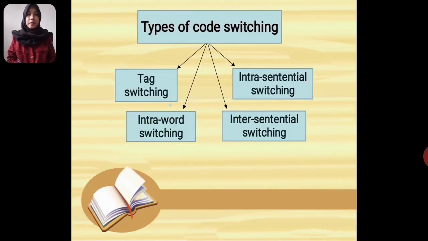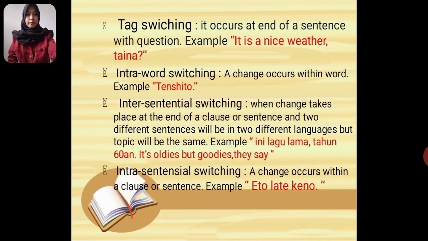Okay, there are types of code switching: tag switching, intra-word switching, intersentential switching, intrasentential switching. Okay, tag switching. It occurs at the end of a sentence with a question tag. Example: It is a nice weather, isn't it? Okay, intra-word switching. A change occurs within a word.